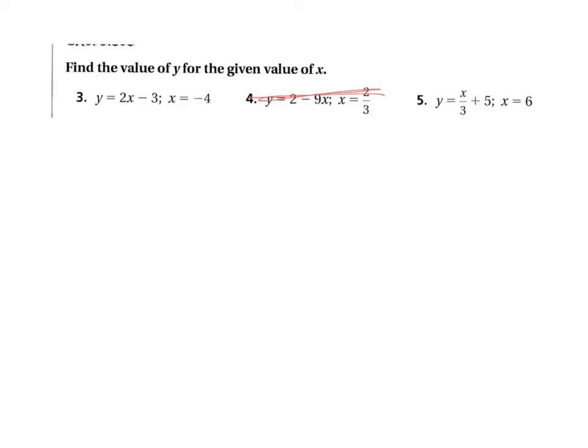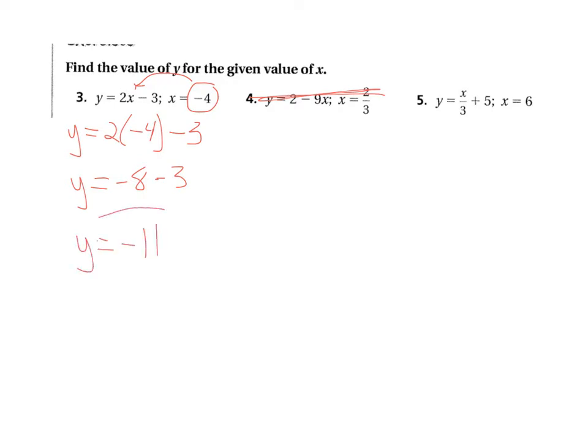Let's take a look at number 3. Number 3 says find the value for y for the given value of x. So on number 3, we're going to take this -4 and plug it in right here for x. So we'll have y is equal to 2 times -4, and then minus 3. Order of operations tells us we have to do multiplication first. So 2 times -4 is going to be -8. And -8, take away 3 more, is going to be -11. So the answer for number 3 is y equals -11.